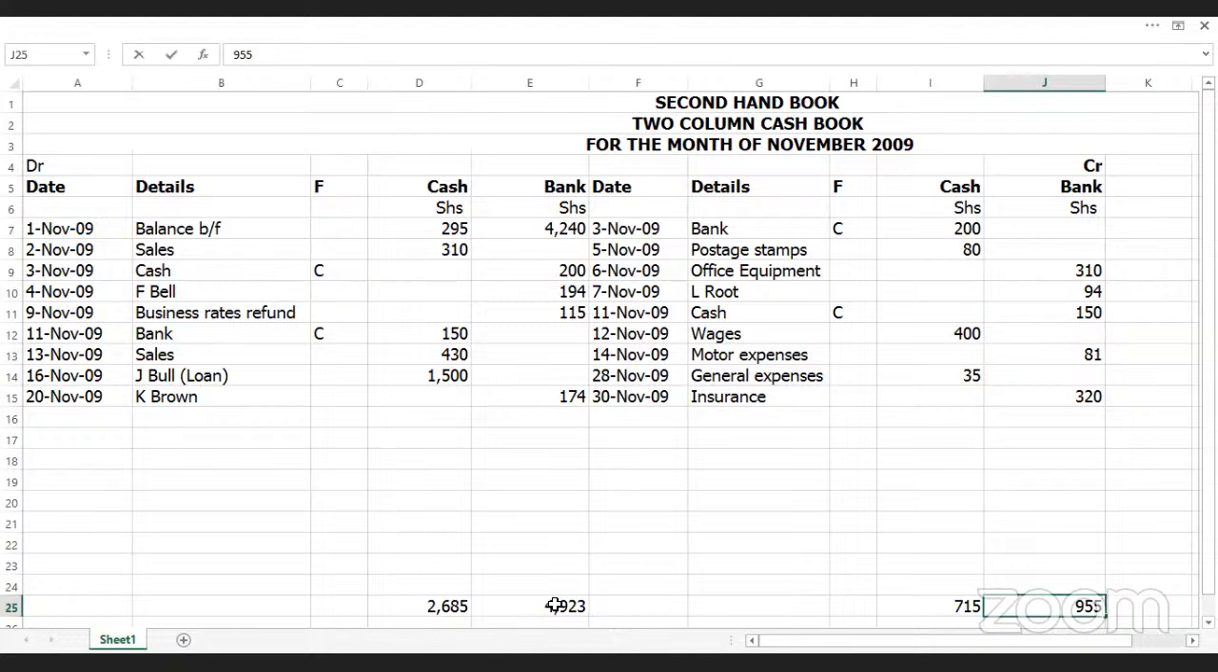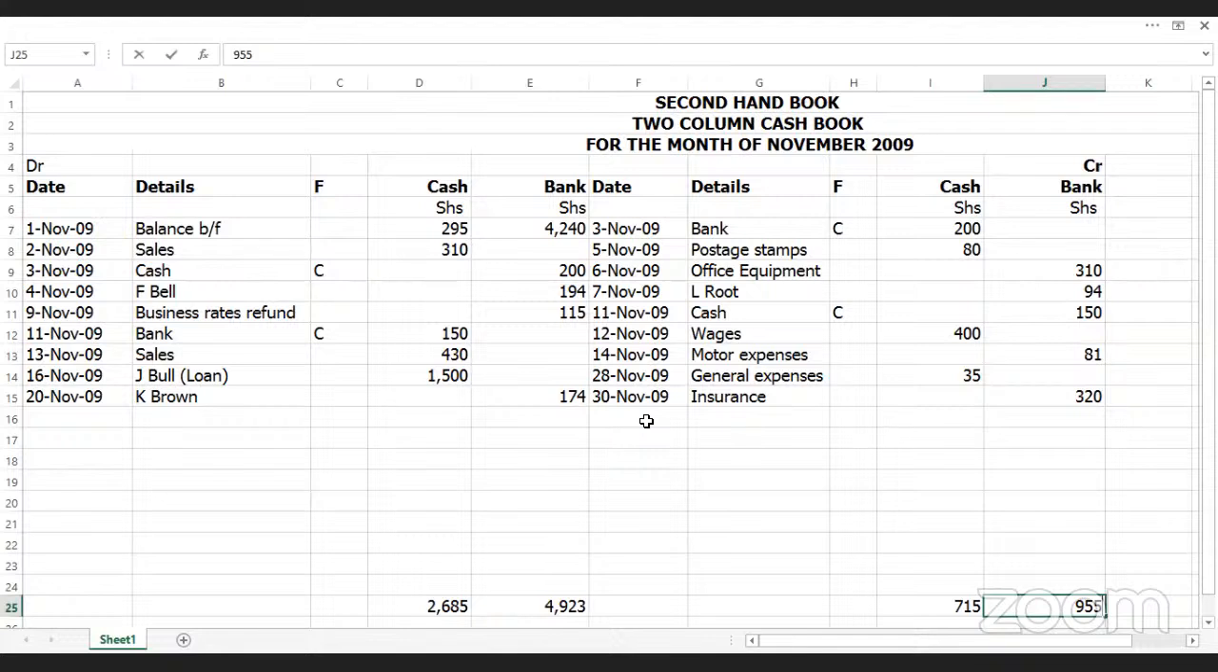So which side of the cash book is greater, debit or credit? You see, the debit side is greater, for both cash and bank. So meaning that the credit side is smaller.